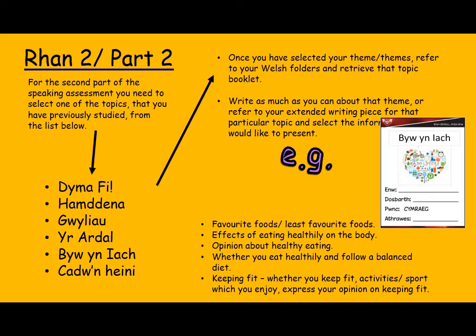So for example, you'd want to include things like your favourite food, least favourite food, fy hoff fwyd, the effects of eating healthily on the body. You will have learned things like clefyd y galon. You will have learnt things like trawiad ar y galon, pwysau gwaed uchel. You could give your opinion about healthy eating, whether you eat healthy and follow a balanced diet or not. And also you could draw in on cadw'n heini, keeping fit, and bring that into Byw'n Iach as well.